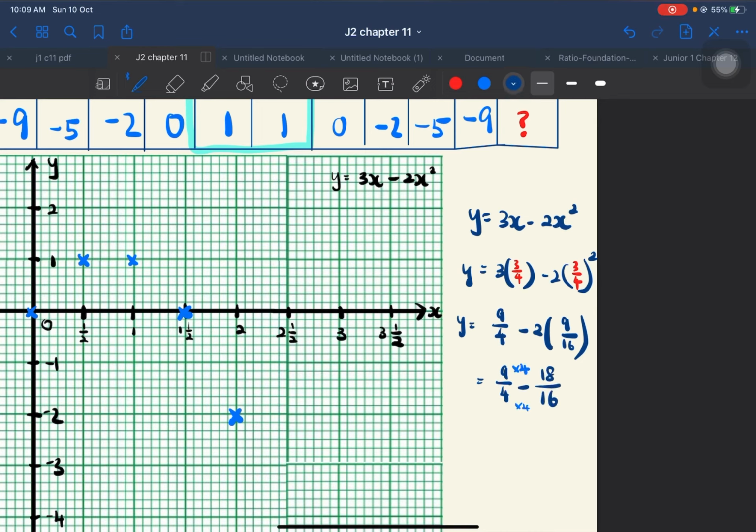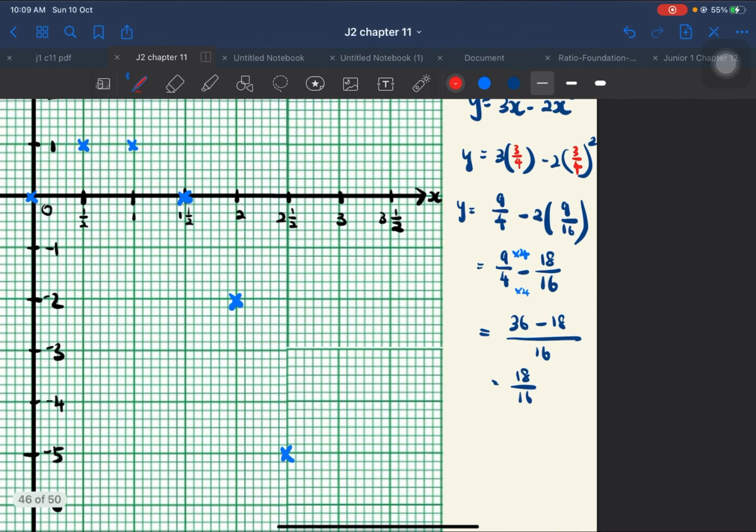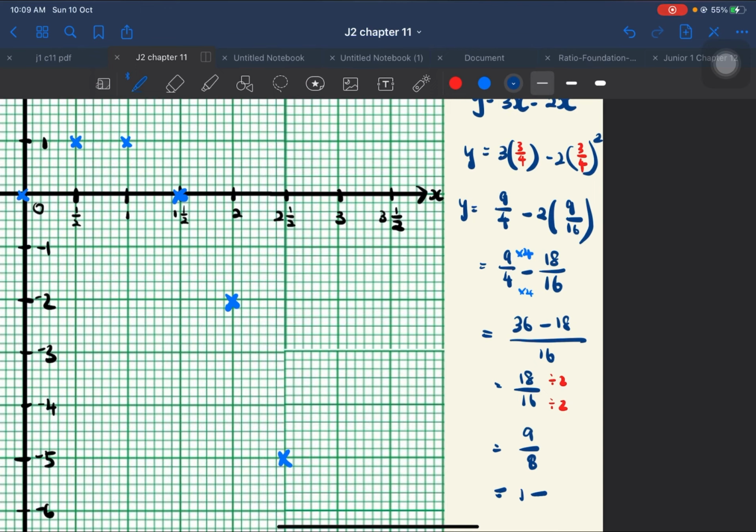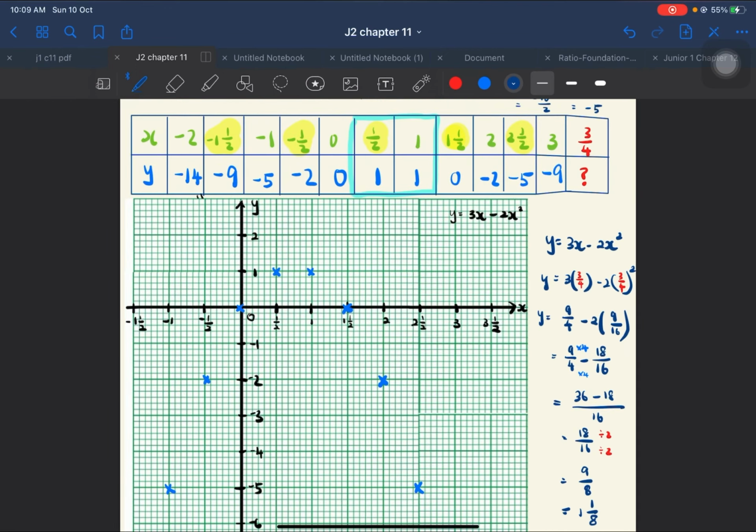Make it the same denominator, over 16. You can simplify your fraction by dividing by 2. And put it back to a proper fraction. You get 1 and 1 over 8. That is your y value when your x is 3 over 4.